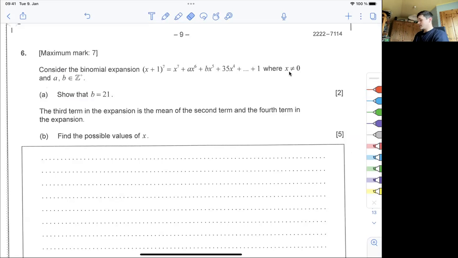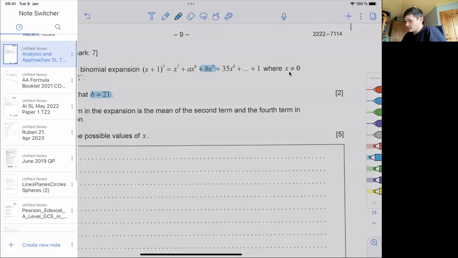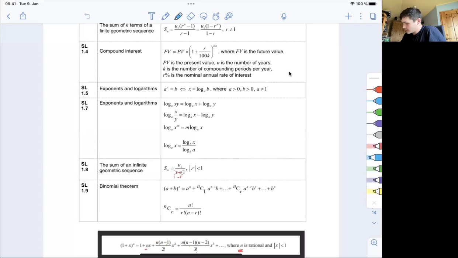All right, cool. So let's look at what we need here. Obviously we're going to show that b is equal to 21. And we can see from our expansion that b is the coefficient of our x^5 term. So we're going to need to go to our formula booklet and use the formulas that we have for the binomial theorem, which is over here. Let's just copy what we've got there, and we'll bring these over.